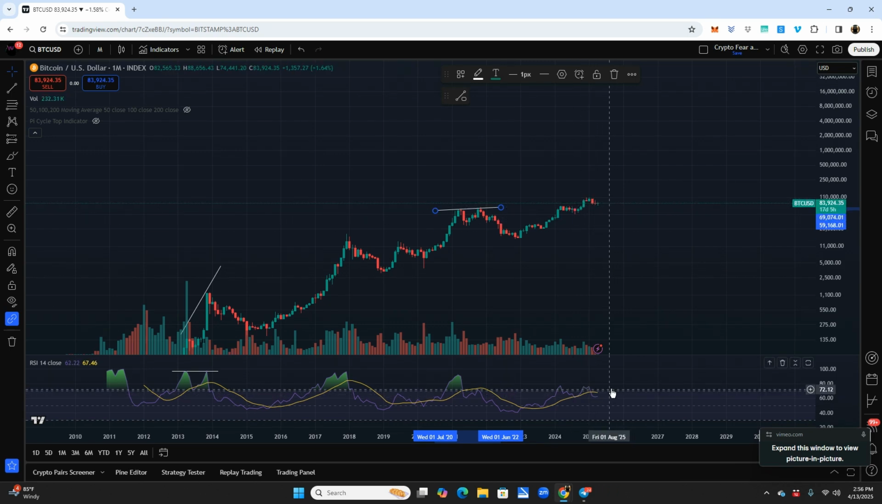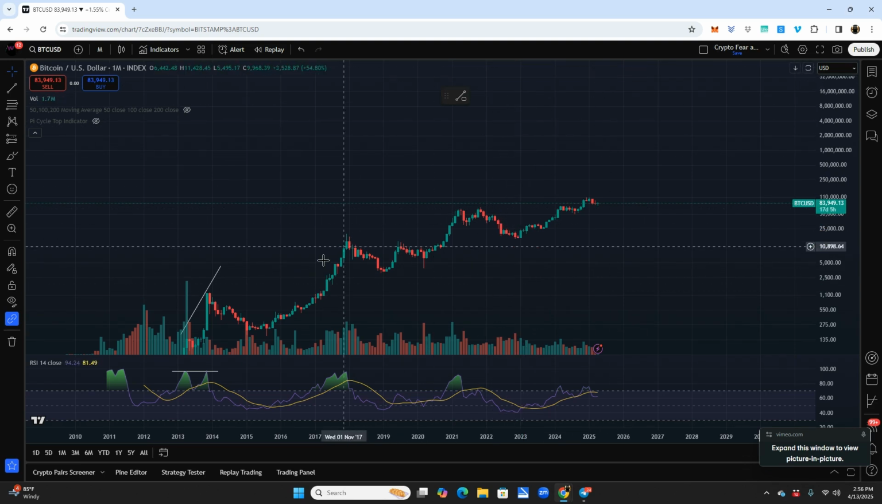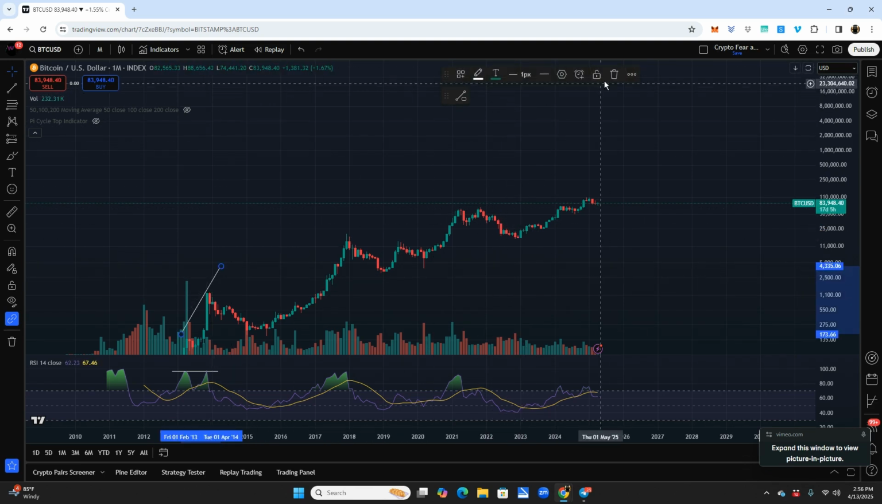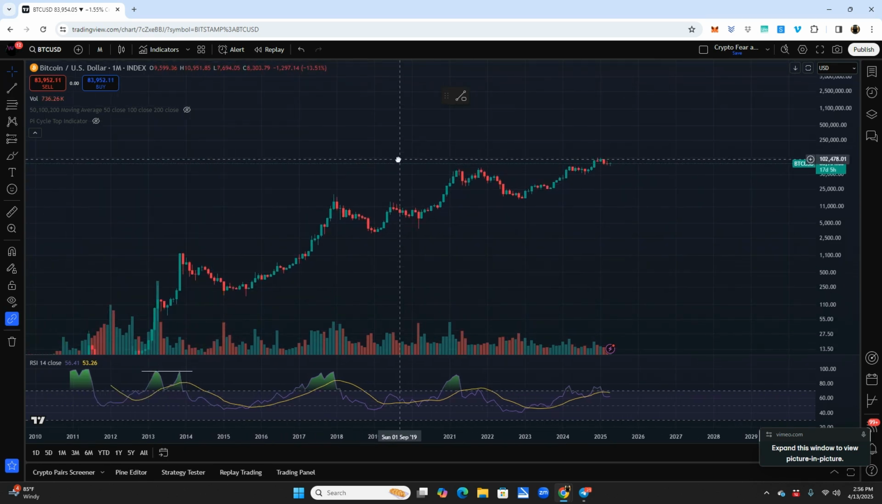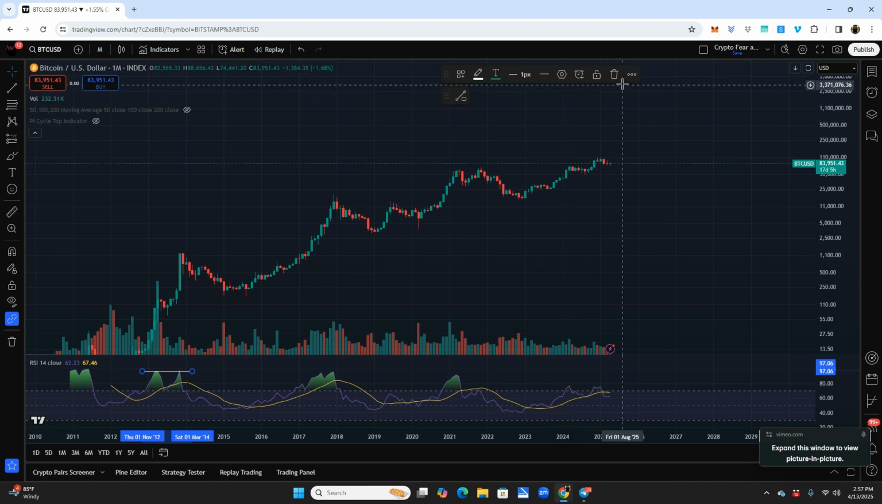Could you have a third one? Yes. Have we ever had a third one before? No. So that's something to worry about, right? So the RSI is telling a story from a longer term perspective.